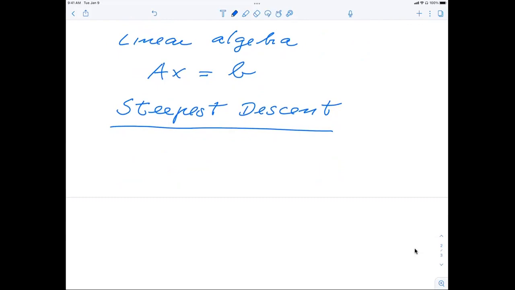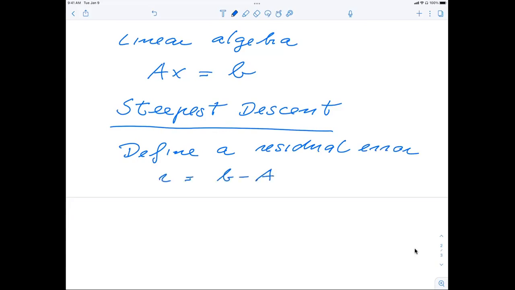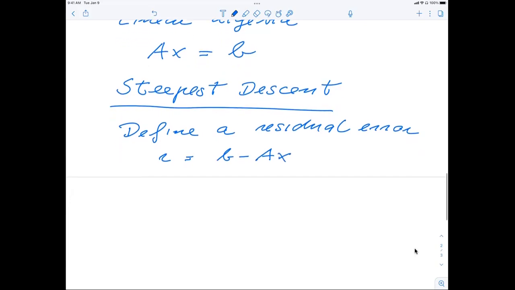So the steepest descent is pretty straightforward to derive, and let's take a look at it. What we would define first is a residual, which is actually the error we are making. We call this just the residual error. And the residual error is simply given by the difference b minus Ax. And obviously, when this residual error is equal to 0, then we have the solution.